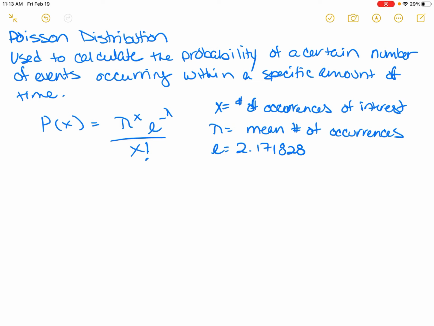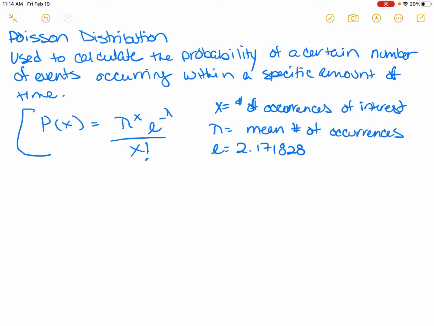The Poisson distribution is used to calculate the probability of a certain number of events occurring within a specific amount of time. P(x), the probability of x, is the probability of exactly x occurrences over that interval, so x is the number of occurrences of interest. Lambda is the mean number of occurrences, and e is a constant, 2.71828. The formula for calculating that probability is lambda to the x power times e to the negative lambda, divided by x factorial.